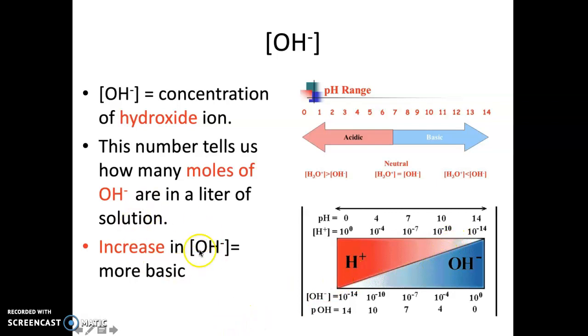So when I get a higher amount of OH minus, when I'm moving this way, notice the chunk of the triangle gets bigger. It is more basic. When I move this way, it's more acidic because my H plus is going up and my OH minus is going down. But all this is related to moles per liter. We'll see some practical examples here in a minute.